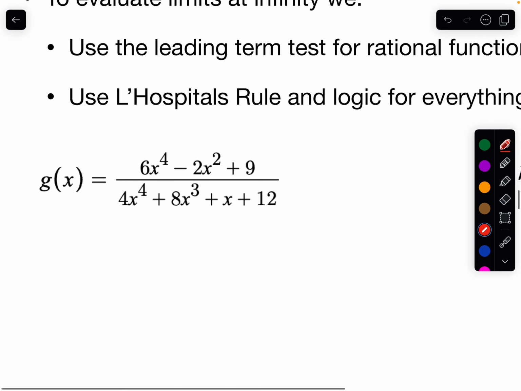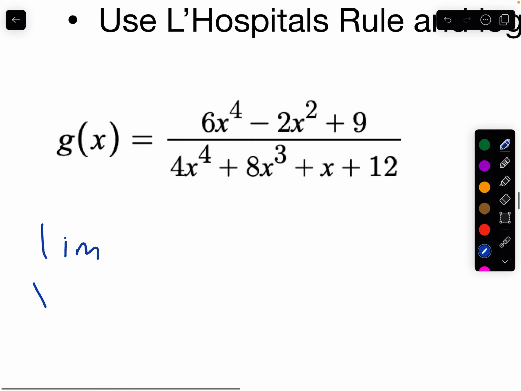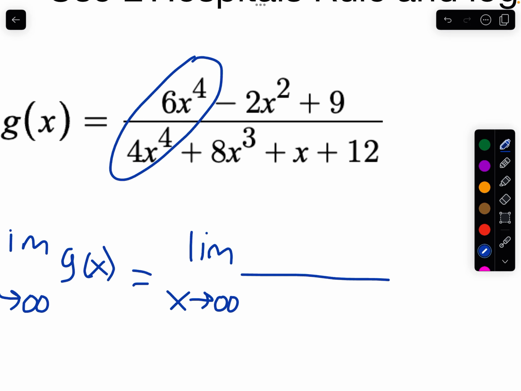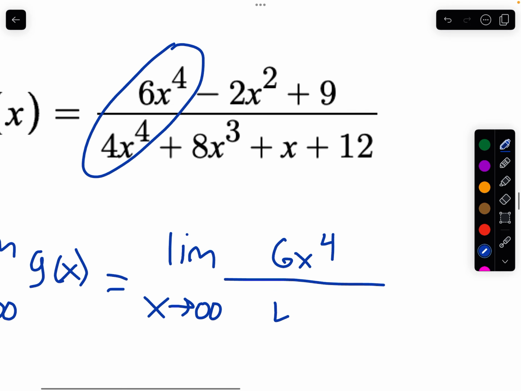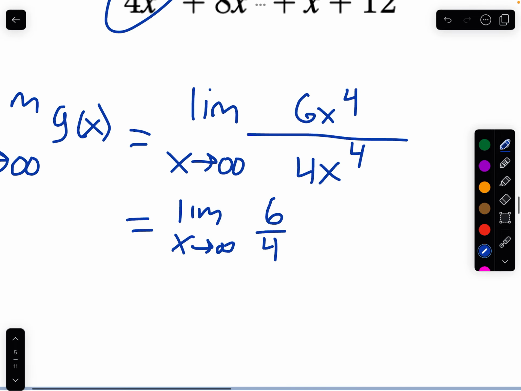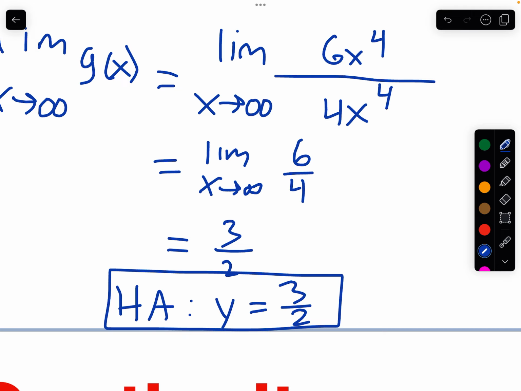So here's a rational function g of x. Let's identify any horizontal asymptote that this rational function might have. Now we do so by evaluating the limit as x approaches infinity. But now for rational functions, we can use the leading term test. The idea here is that the highest degree terms will dictate the end behavior of this rational function. And so we really can just focus on those. And we can then reduce this fraction down to just 6 over 4, which is a constant itself of 3/2. So this rational function has a horizontal asymptote, y equals 3/2.